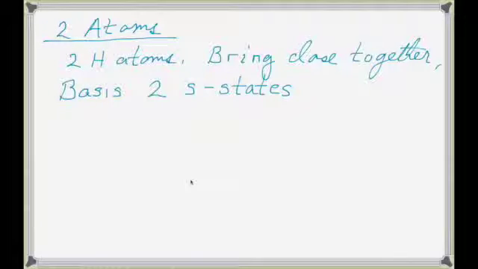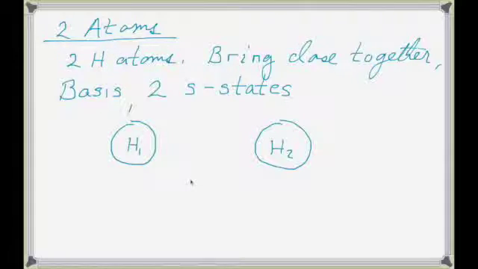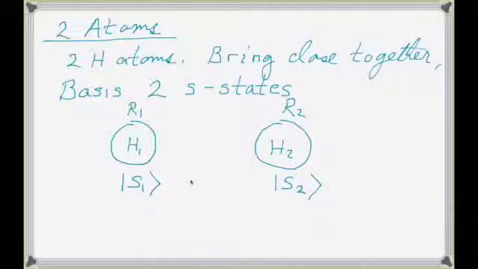So pictorially, we've got hydrogen atom number 1 here, hydrogen atom number 2 over here, and an s orbital is just a nice spherical wave function that exponentially decays away from the origin. And this will be centered at position R1, this is centered at position R2, and our two basis states are just going to be S1 and S2. Those are our two basis states, which we're going to use to represent our wave function.